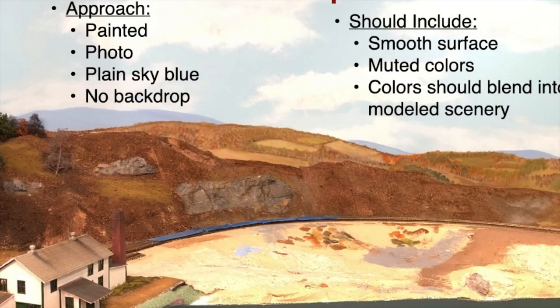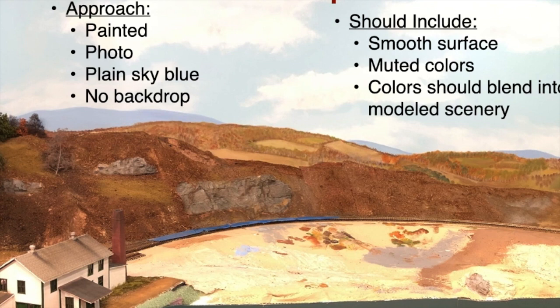Let's talk a little bit about backdrops. There's several approaches you can use. You can paint them. You can use a photo backdrop. You can opt to go with a plain sky blue backdrop, which would basically just mean leave the wall sky blue. Or you could have no backdrop at all. If you choose to have a backdrop, I'd recommend that you make sure it's a smooth surface. There's nothing more distracting in a photograph than a concrete brick wall, even if it's painted blue, where the seams between the bricks are clearly visible in the background. The colors should be muted, and they should blend into the modeled scenery.